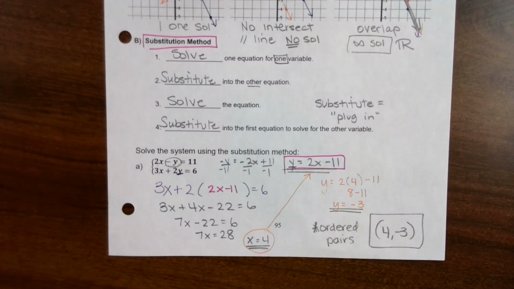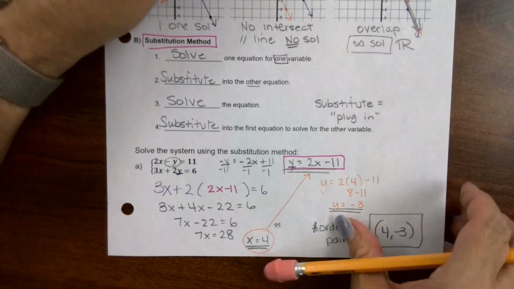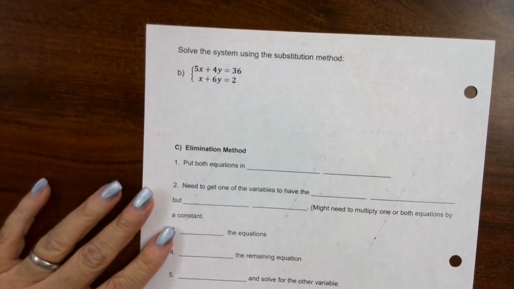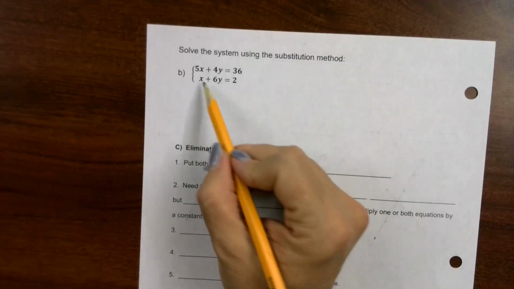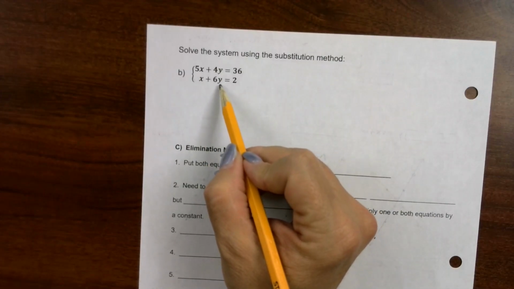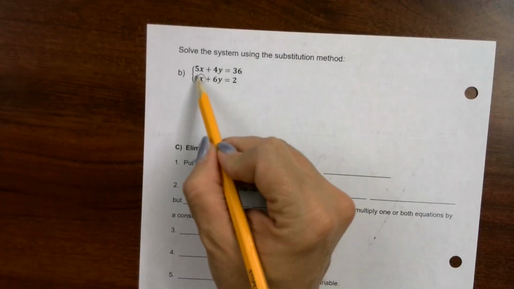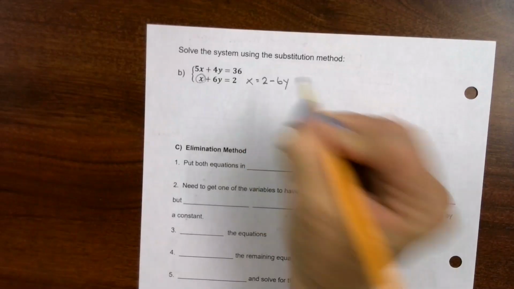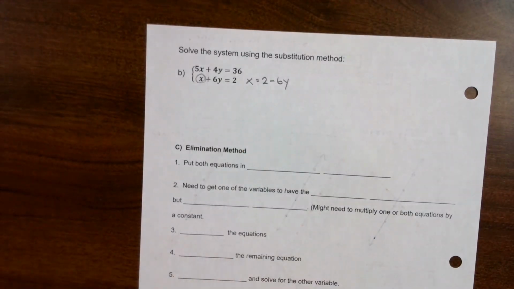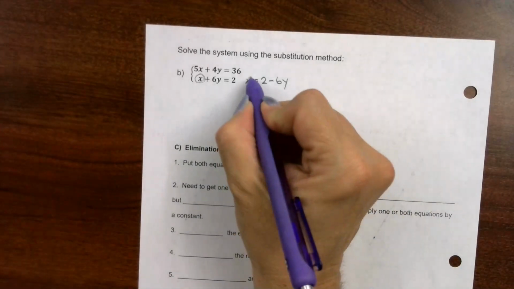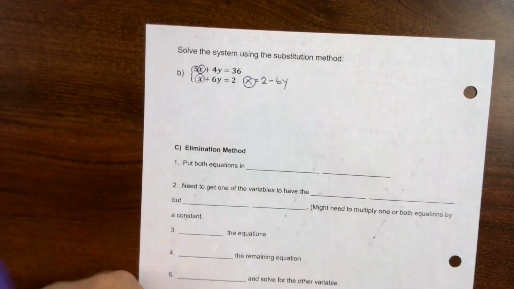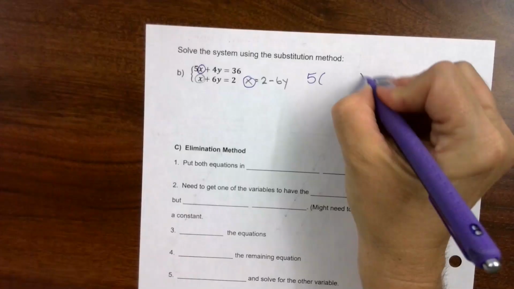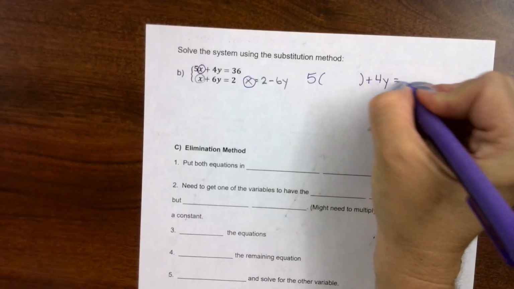Okay? All right, we're going to do one more substitution. It's on the other side right here. So solve the system by substitution. If I look at this, remember I want to solve for the variable that doesn't have a coefficient. That's this x. So x equals 2 minus 6y. Now, this is x, this is x. I go back to the other equation. So I'm going to write this 5 parentheses plus 4y equals 36.